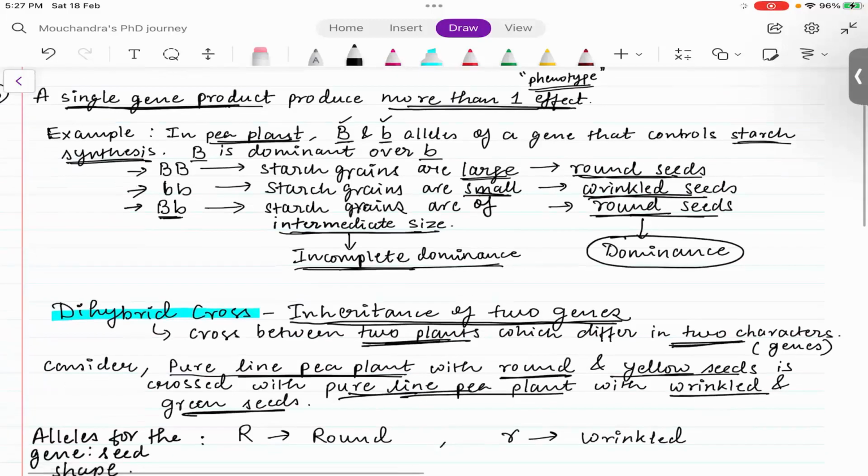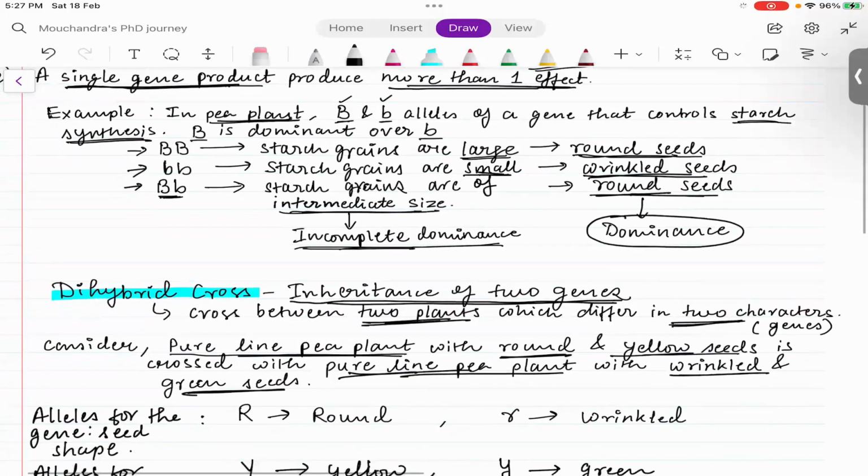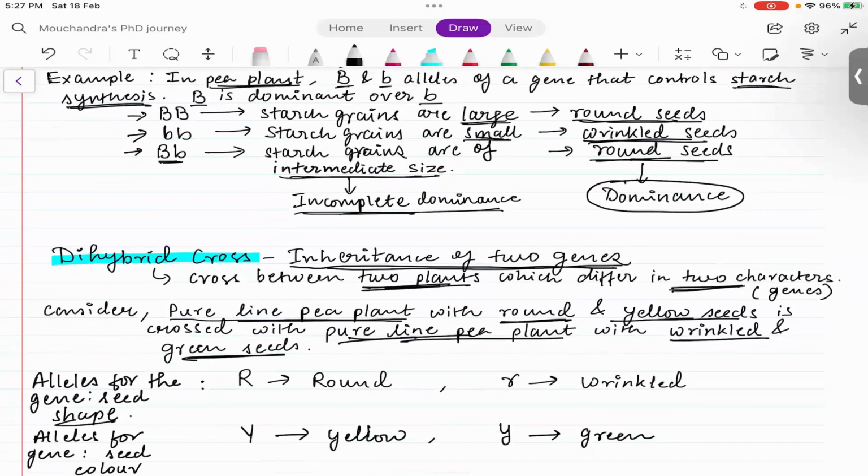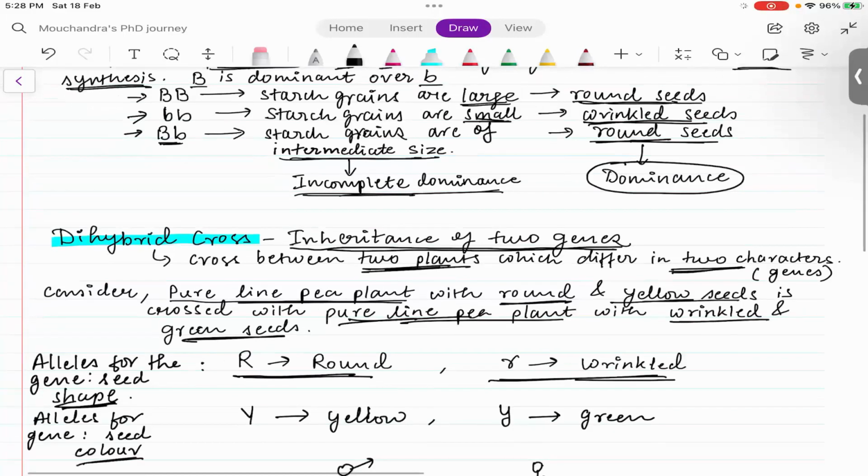Now let's annotate how we are going to represent the alleles. For the character seed shape, two alleles will be used. One is capital R, which represents the round shape of the seed. Another is small r, which represents the wrinkled shape of the seed. For the other character, seed color, we will use capital Y to represent the yellow color and small y for the green color.